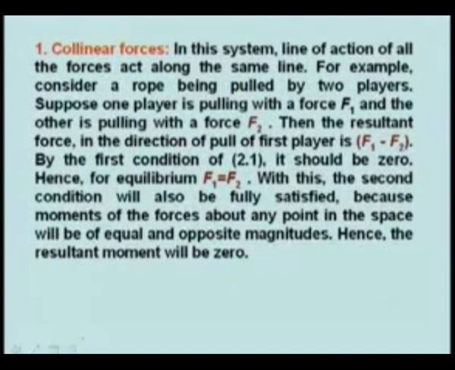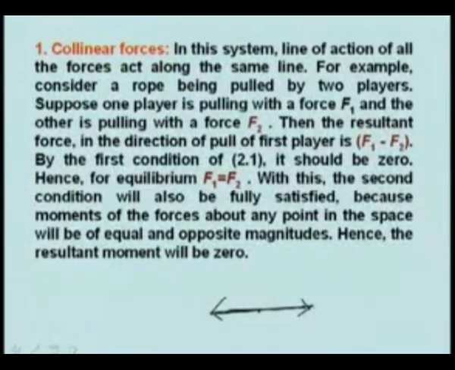One is the system of collinear forces. In this system, the line of action of all the forces acts along the same line. For example, consider a rope being pulled by two players. Suppose this is a rope and it is being pulled. One player is pulling like this, the other is pulling like this. So, in this case, the line of action of the two forces is the same. The forces act along the same line.